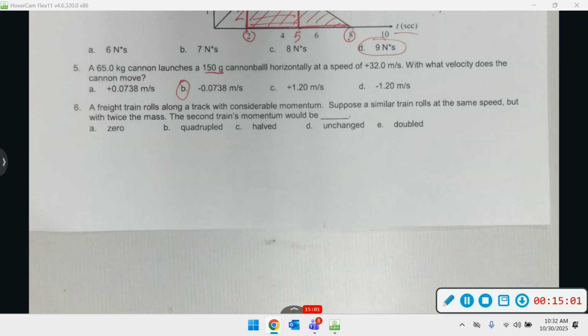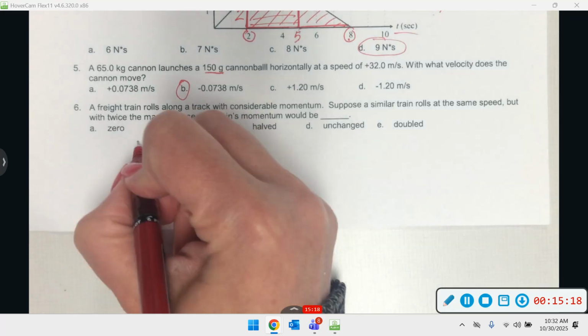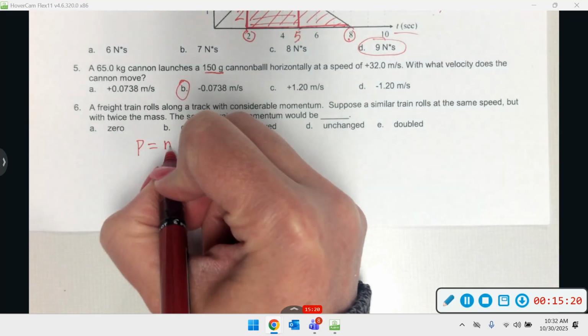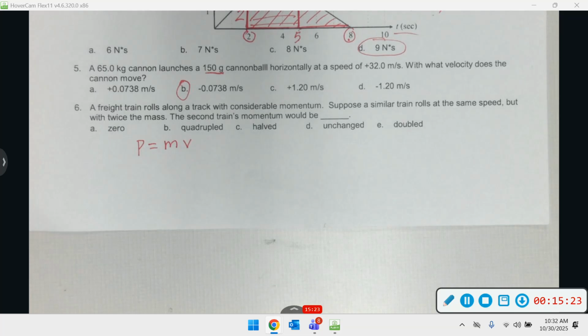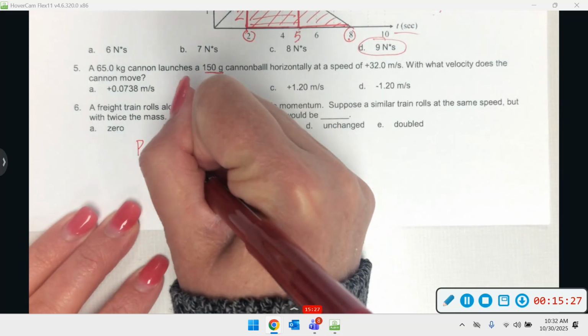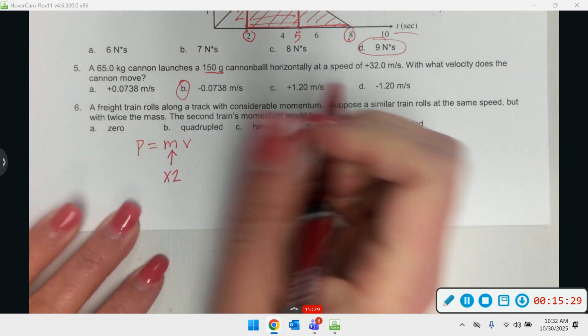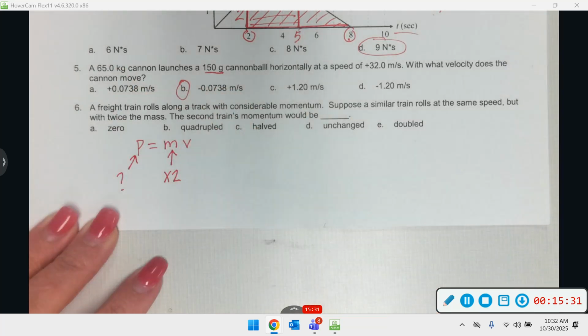Okay, number 6. Number 6 says, a freight train rolls along a track with considerable momentum. Suppose a similar train rolls at the same speed, but with twice the mass. The second train's momentum would be. This is just a proportional reasoning question. You know, or you should know, the equation for momentum is mass times velocity. And so this question is simply asking us, hey, if you have something that has 2 times the mass, how does that affect the momentum?